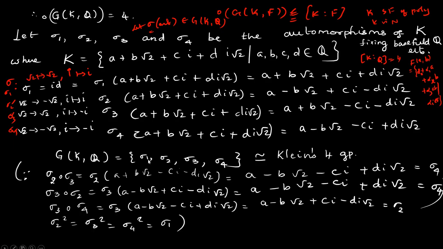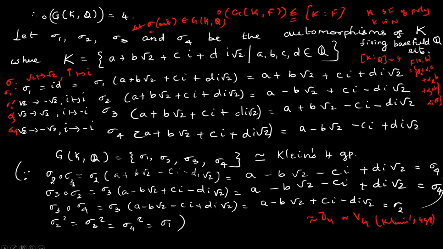So your G(K/Q) consists of all this, which has 4 elements. When you have 4 elements, the group can be isomorphic to either Z4 or V4, Klein's 4 group. This is Klein's 4 group. Why it is Klein's 4 group is that all the elements are self-inverse, which can be checked, and the product of 2 will be the third one. This part we can check.